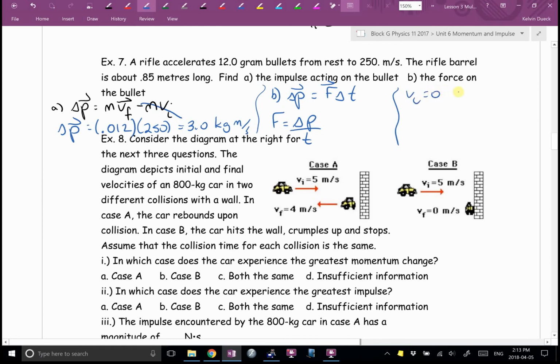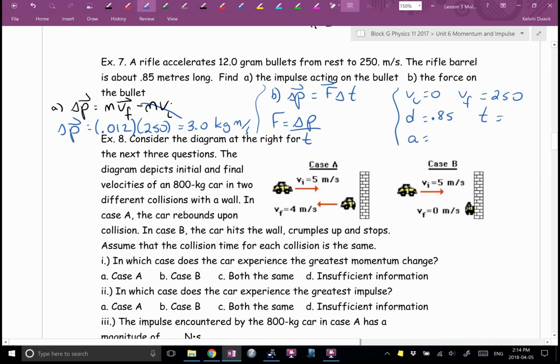VI is 0. VF is 250. D is 0.85. Can I figure out T from there? Now, here is where I would make a choice. I could. But could I not also figure out A from there?